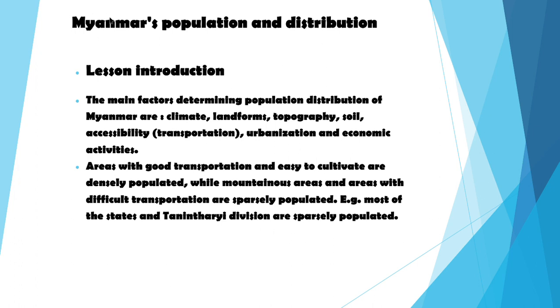So, we're going to talk about Myanmar's population and distribution. This is the lesson introduction. The main factors determining population and distribution of Myanmar are climate, landforms, topography, soil, accessibility, which means transportation, and urbanization and economic activities. Areas with good transportation and easy to cultivate are densely populated, while mountainous areas with difficult transportation are sparsely populated. For example, the states of the Naindari division are sparsely populated.